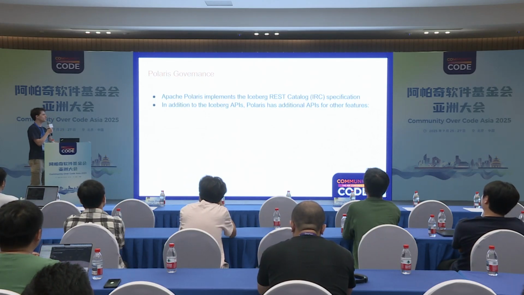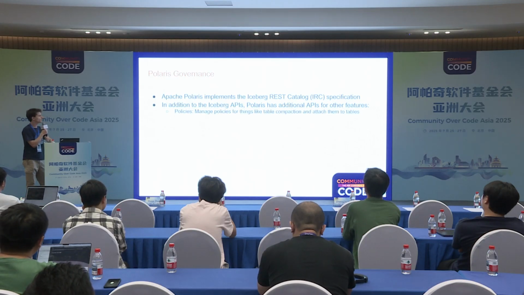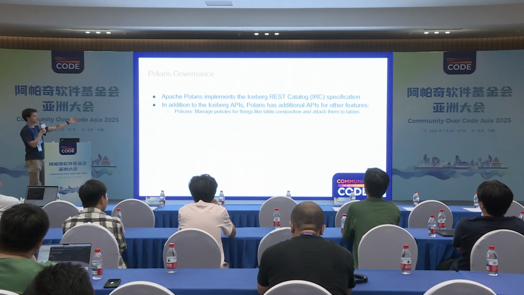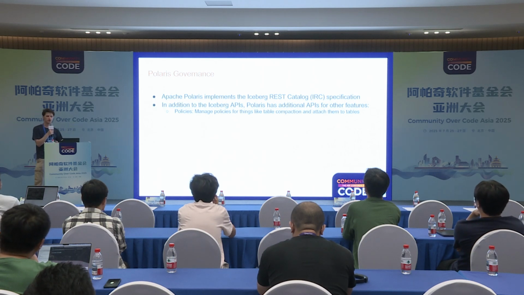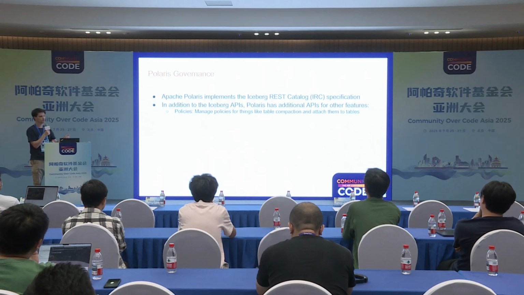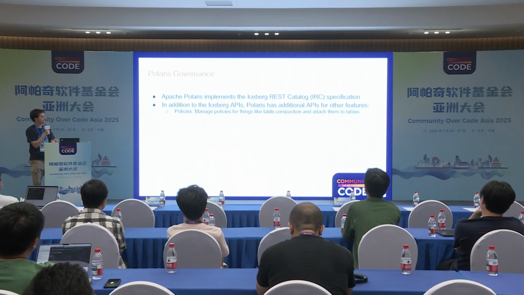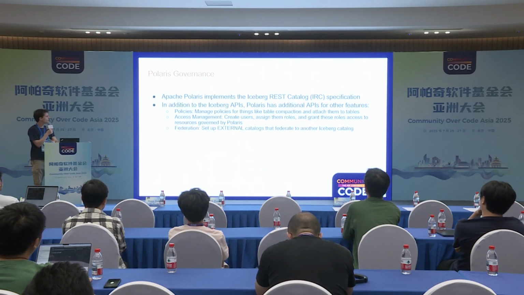So what are the other APIs that Polaris has on top of the REST spec? You can create policies. So you can create a table compaction policy that says, every day I want to ensure that the average file size is greater than 16 megabytes. And then you can configure compaction to run against the tables which you attach that policy to. You have access management. So I'll talk more about this later, but basically you can restrict who can see which data. You have the ability to federate to other catalogs. I'll talk more about that.